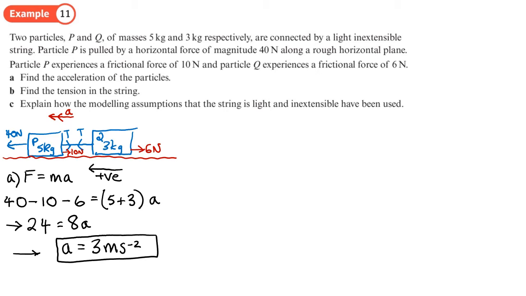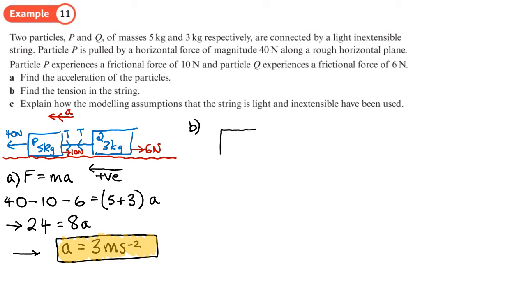So notice how we just clumped everything together: the total mass of the whole thing, the total resistive forces, and the total pulling force. Part B, we want to find the tension in the string. This is where we need to split it up. Now I'm going to show you the two ways we can do this.